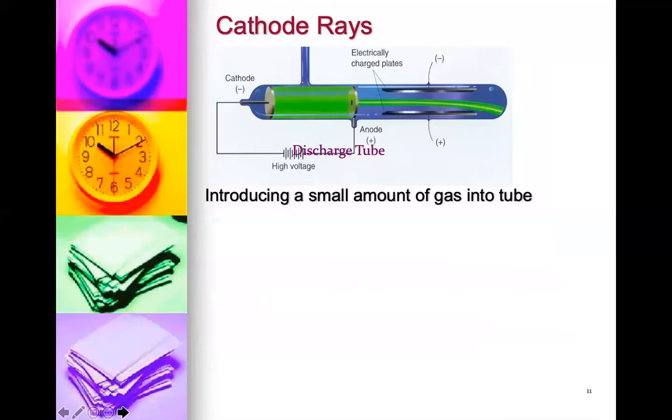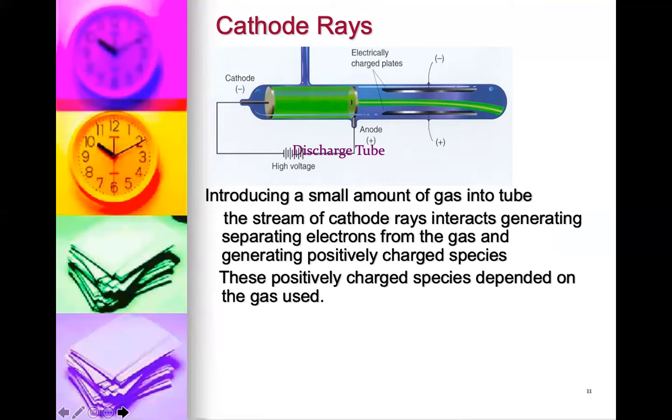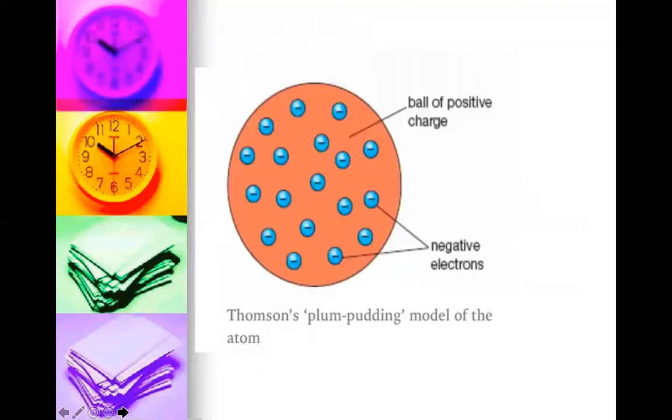Now, J.J. Thomson further did the experiment by introducing a small amount of gas. From that gas, positively charged species are produced, depending on the gas. And he found out that the deflection now is moving towards the negative. So he concluded that atoms contain both positive and negative particles.